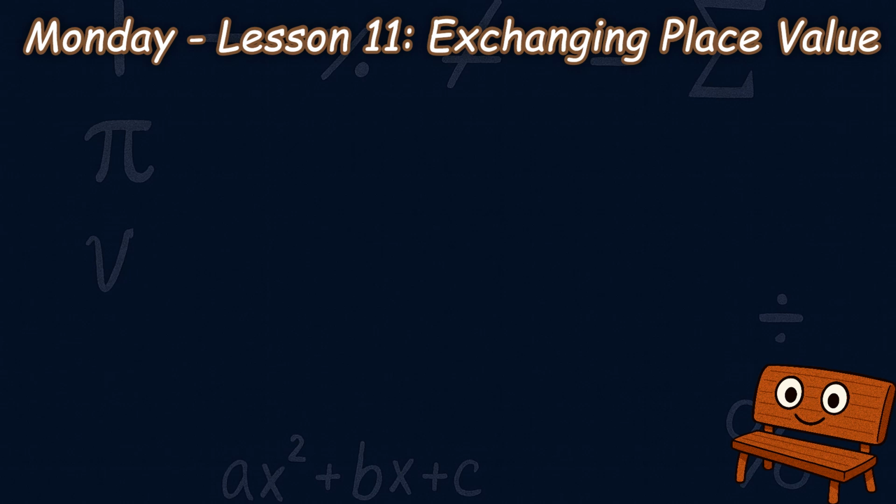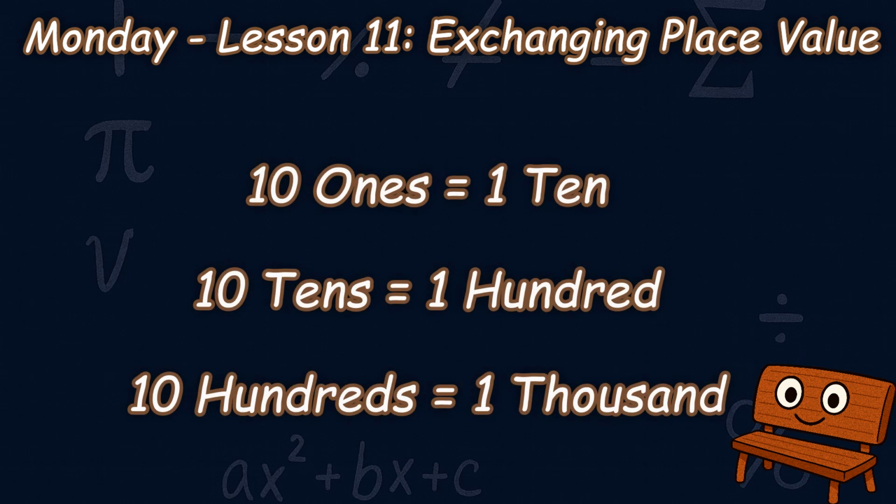On Monday, we have Lesson 11, Exchanging Place Value. You're expected to exchange 10 ones for 1 ten, 10 tens for 100, and 10 hundreds for 1000.